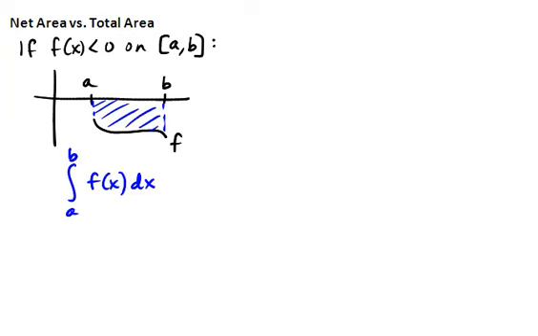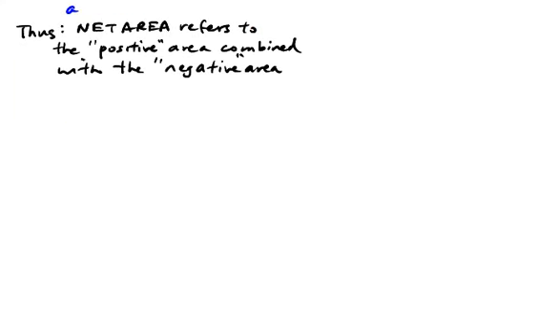then the region that the integral from a to b of f of x dx actually describes is the area in between the curve and the x-axis. And so for this reason, this area is going to also be negative. In other words, the integral from a to b of f of x dx must be negative. So thus the net area refers to what you get when you combine the positive area with the negative area.